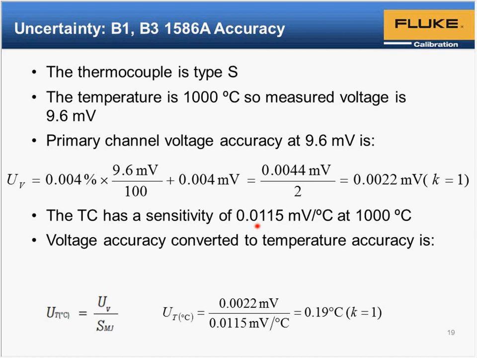Now convert it to temperature by dividing by the thermocouple Seebeck or sensitivity coefficient at 1,000 degrees C. So we go a little bit further, and here is where we're doing that. 0.0022 millivolts divided by 0.0115 millivolts per degree C. The millivolts cancel. You're left with degrees C, 0.19 degrees C at k equals 1.